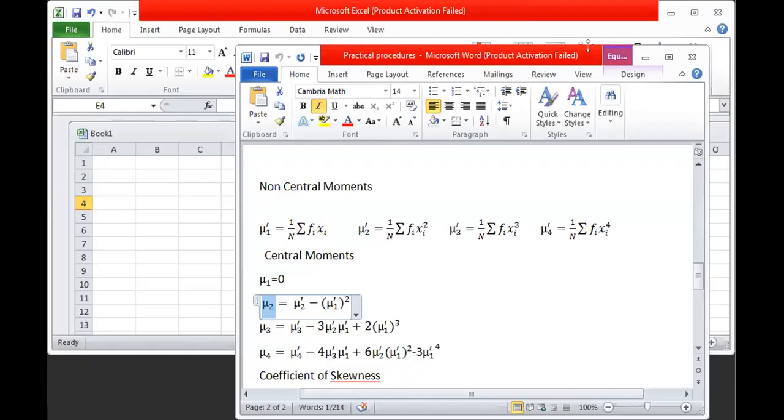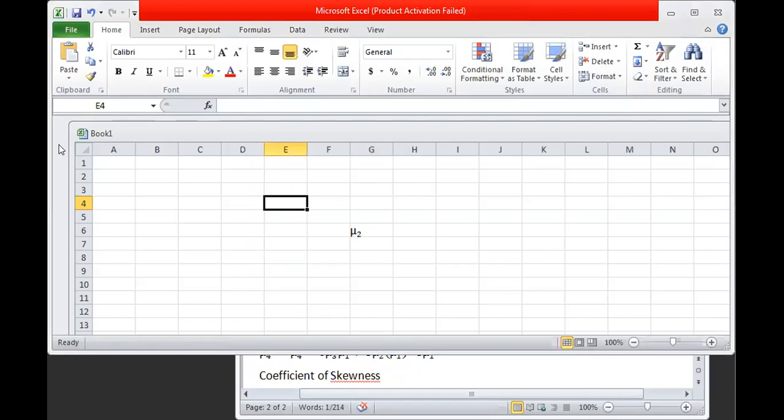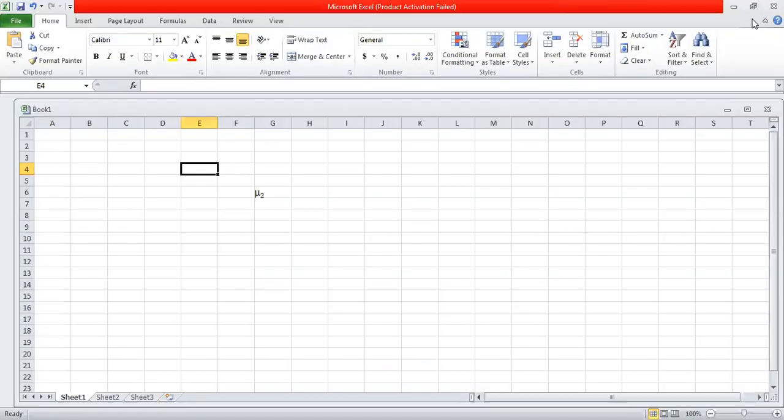Good morning, students. In the last practical classes, we discussed the different data visualization techniques. That is, we discussed how to construct the bar diagram, histogram, frequency polygon, ogive curves, and pie diagrams. So, in today's class, we are going to discuss how to calculate the descriptive statistics by using MS Excel.